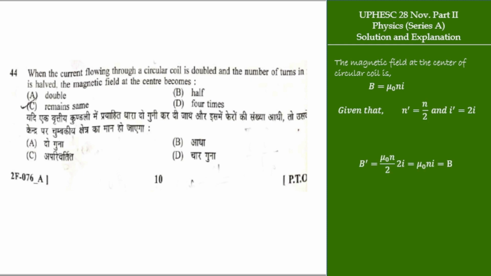So we will put these values in the formula and you will get the new value of the magnetic field at the center, which is the same as the previous one. So the correct option is C, that is, the magnetic field will be the same as the previous one.